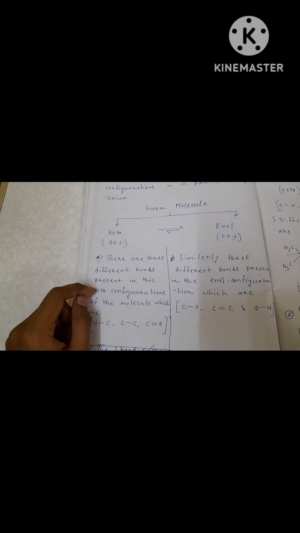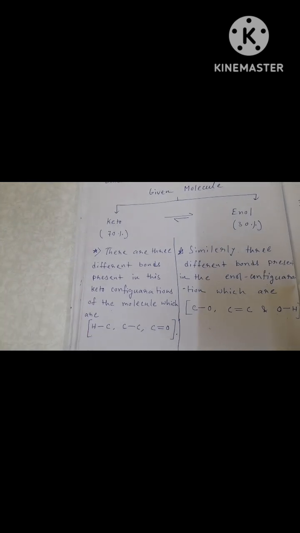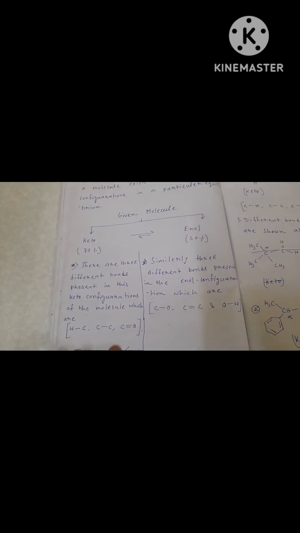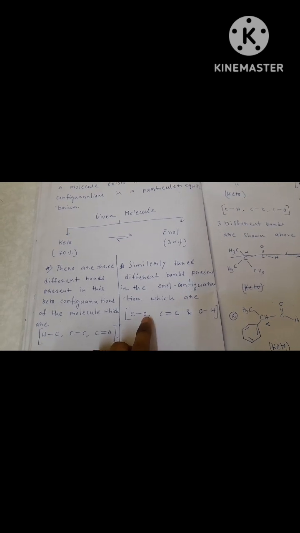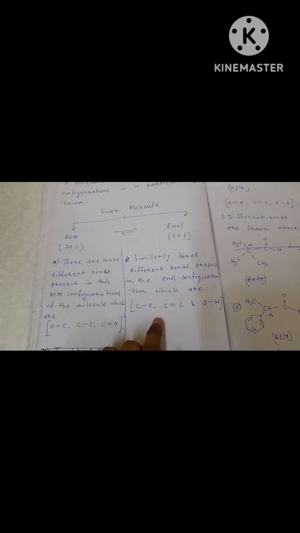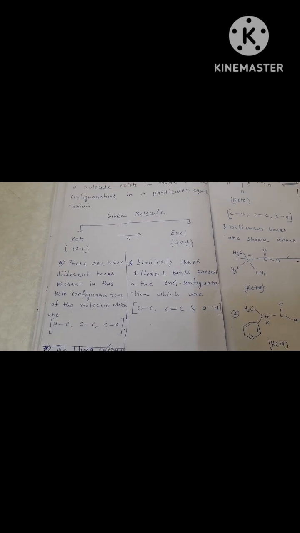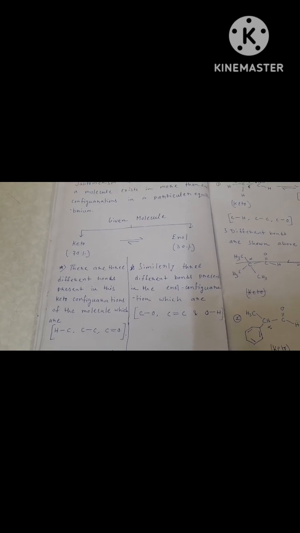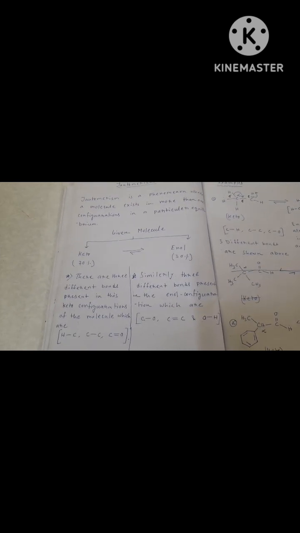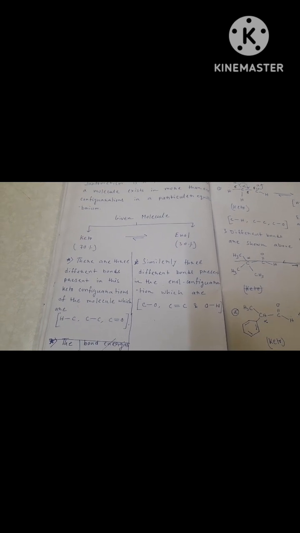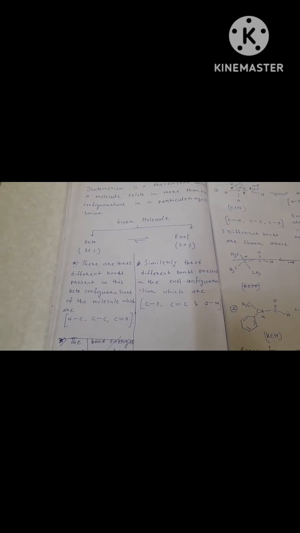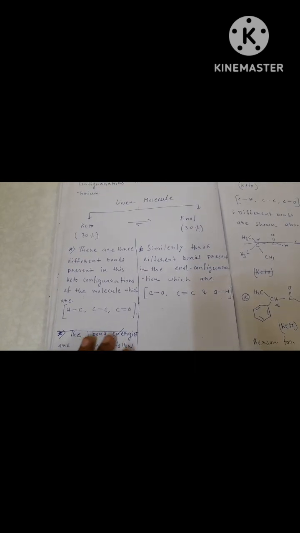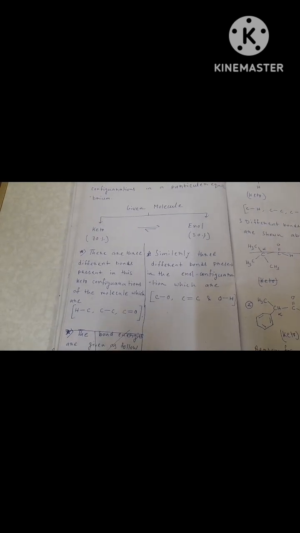That is, there are three different bonds present in this keto configuration of the molecule, which are this: C-H sigma bond, C-C sigma bond, and C=O pi bond. And in enol form, these three different bonds are given below. And the keto form is much more stabilized than enol form due to a difference in bond energy between them, which is 15 kilocalorie per mole. Okay, I will not write the bond energy, so you can calculate it easily.